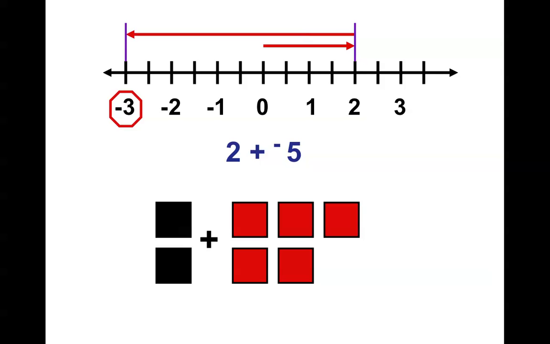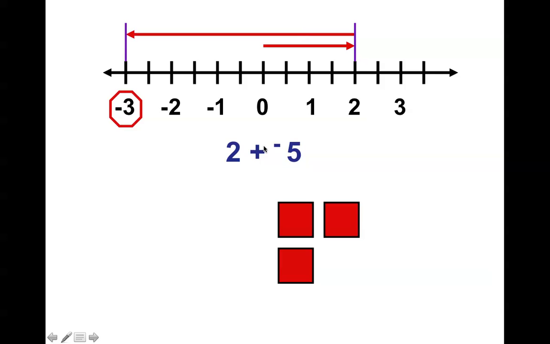We showed some blocks, 2 black blocks plus 5 red blocks. 2 plus negative 2 is 0. You can also see that because if you go 2 steps to the right and 2 steps to the left, that's when you get right back to 0. And when those go away, what was left was 3 extra steps to the left, or 3 red blocks. Alright, that was last chapter.